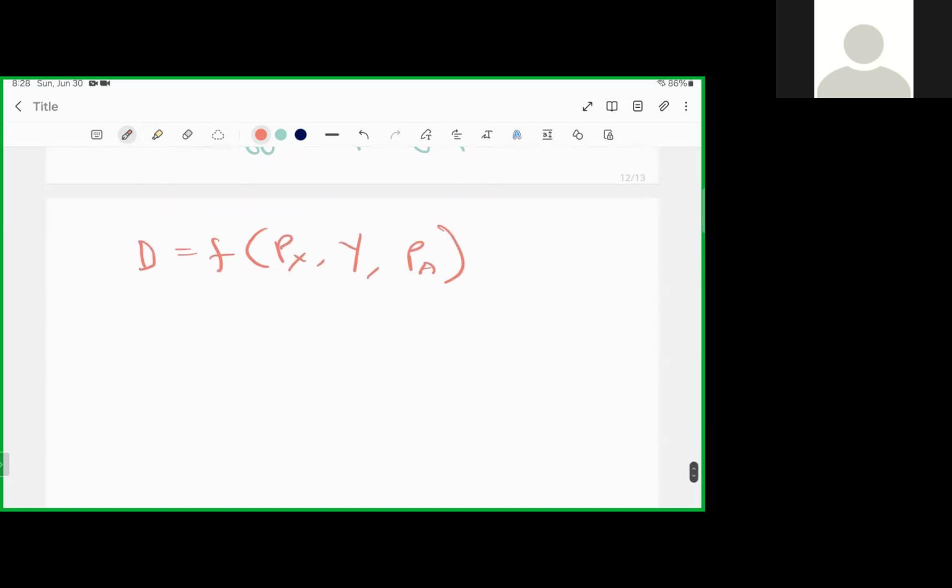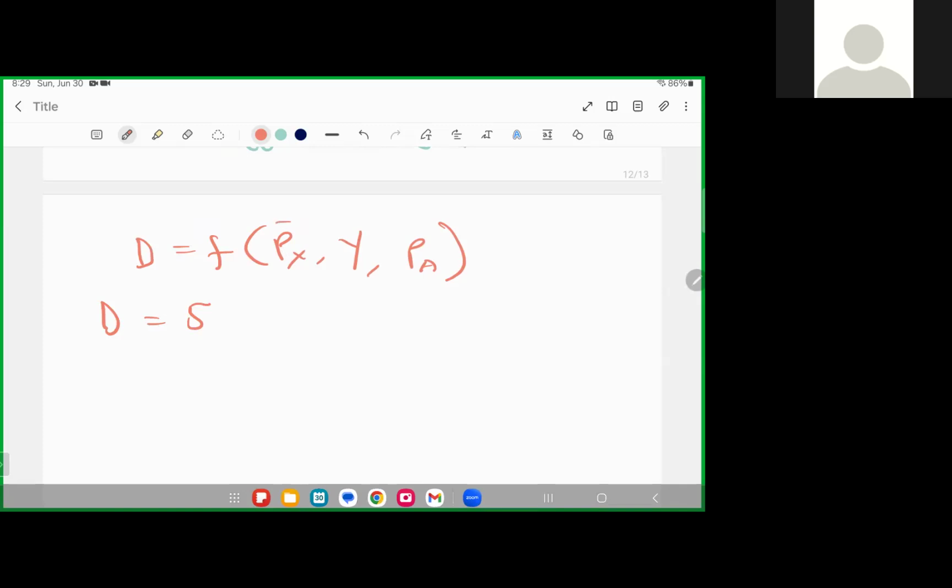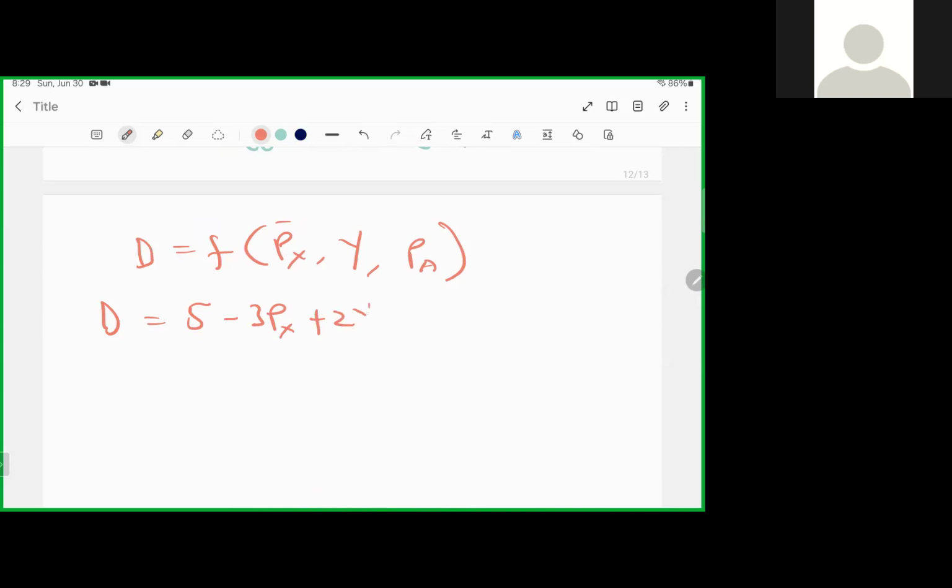So to write it in an explicit form, we will have demand, and maybe we are just choosing arbitrary figures. The effect should be on the sign. In this case, let's say we have 5. Here, what will be the coefficient of price? It will be negative, so let's say minus 3PX. And income, what should be the sign? It should be positive, plus, so let's say 2Y.